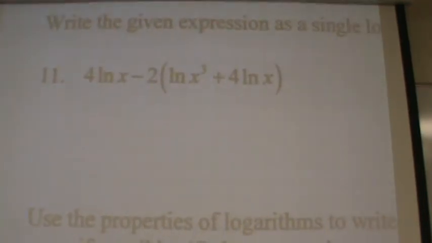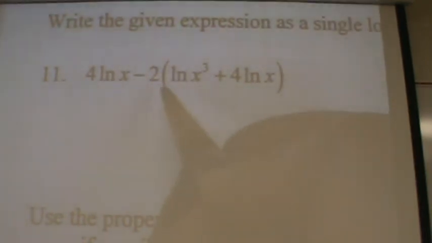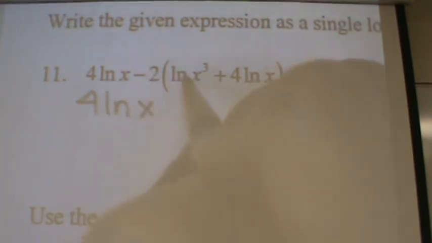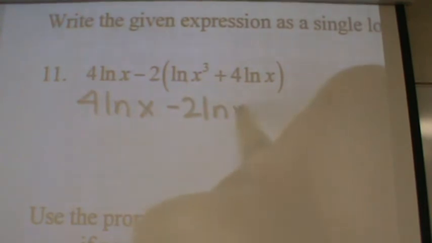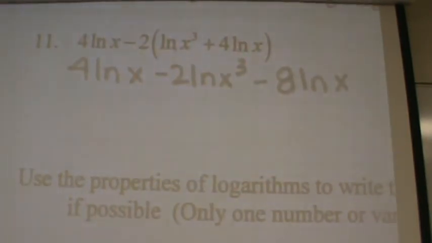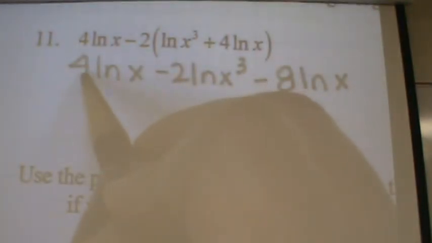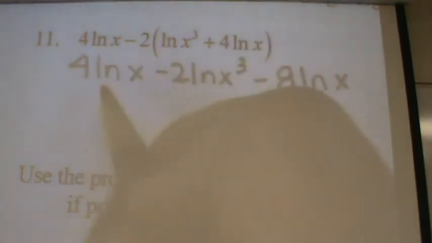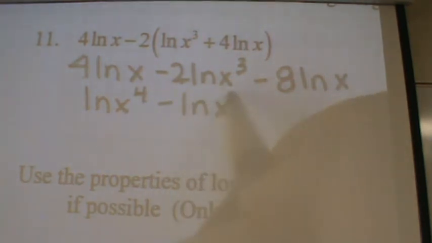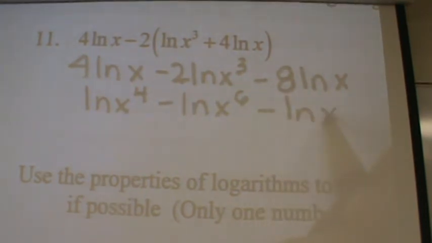How would you condense this? Well, I see a -2 in front, so I'm going to distribute the -2. -2 times this is -2 ln x cubed, minus -2 times 4 is -8. Now, what do you know about these numbers that are in these coefficients? What's that coefficient really? Yeah, they're exponents, so that's going to be x to the 4th. What's this? ln x to the 6. And this is going to be ln x to the 8th power.